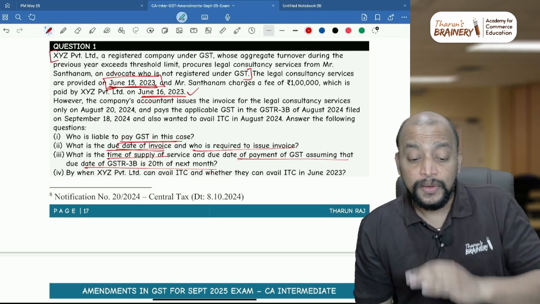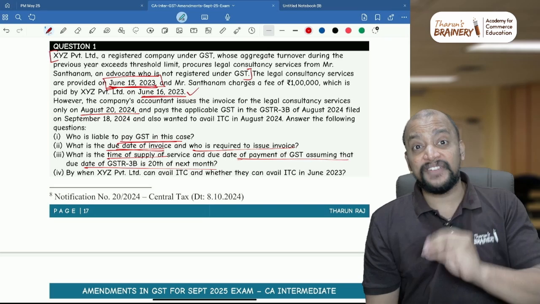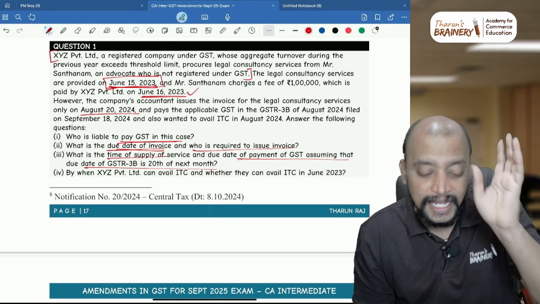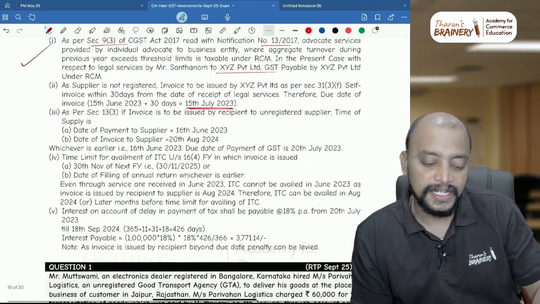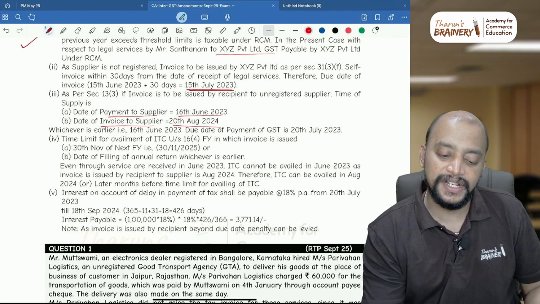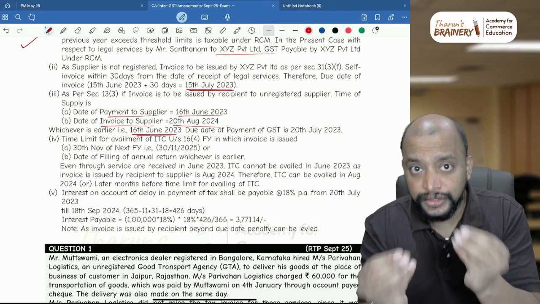June 16. What is the date of invoice to supplier? August 20. Whichever is earlier, definitely June 16, 2023 is earlier. So see the time of supply. Date of payment to supplier or date of invoice to supplier, 16th June or 20th August, whichever is earlier, that is 16th June.